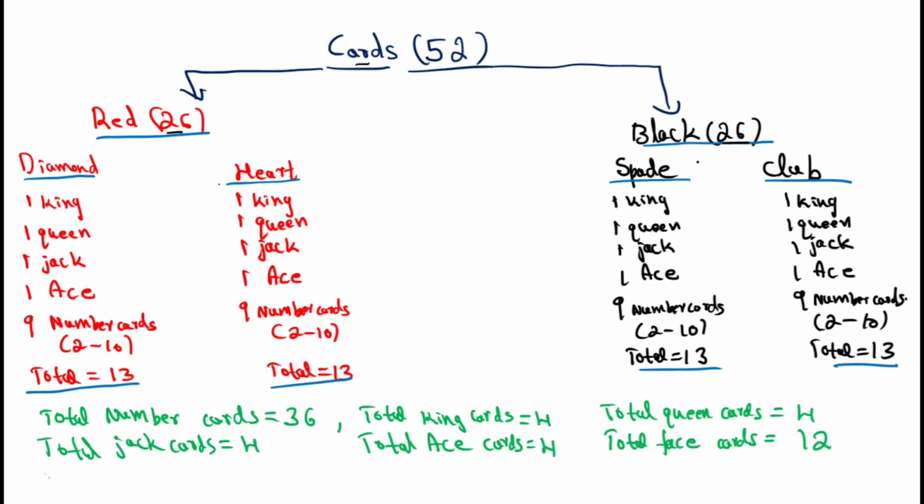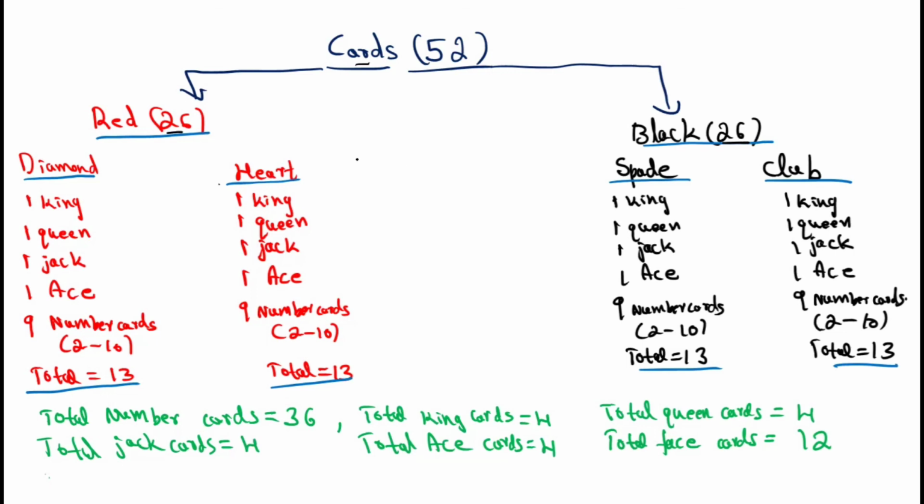In black cards, we divide into two parts, one is spade, another one is club. In a spade also the same: one king, one queen, one jack, one ace, 9 number cards, that is from 2 to 10, total equal to 13. In club also, one king, one queen, one jack, one ace, and 9 number cards numbered from 2 to 10, total equal to 13. 13 plus 13, again you will get the number of black cards is equal to 26.